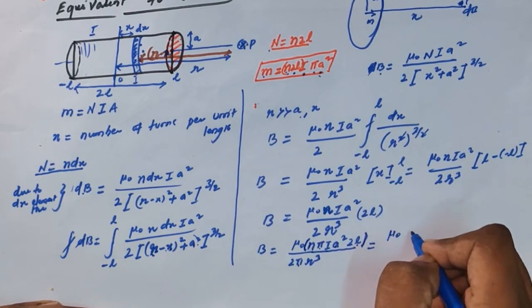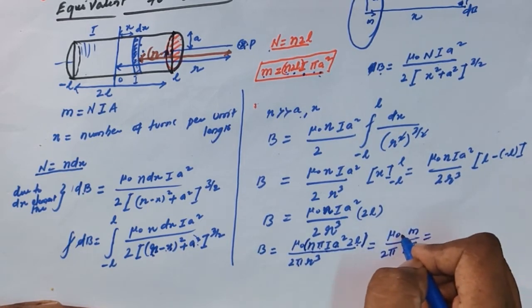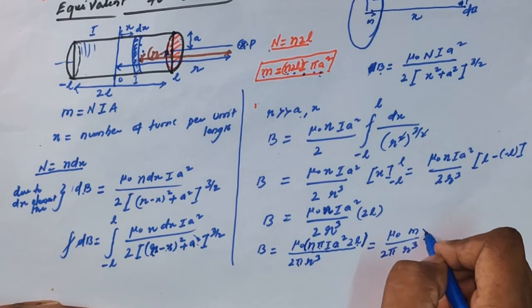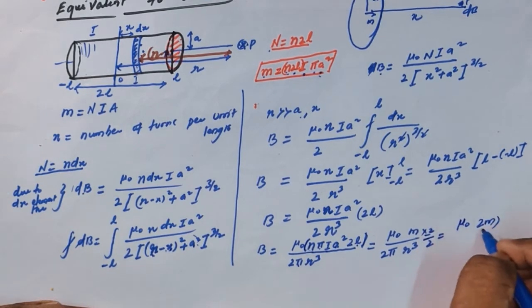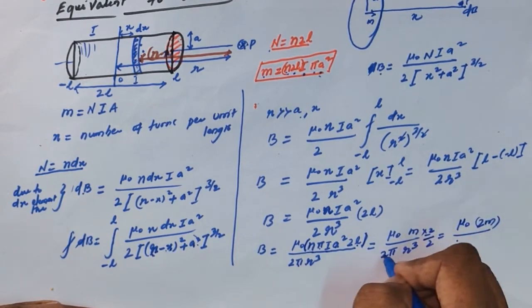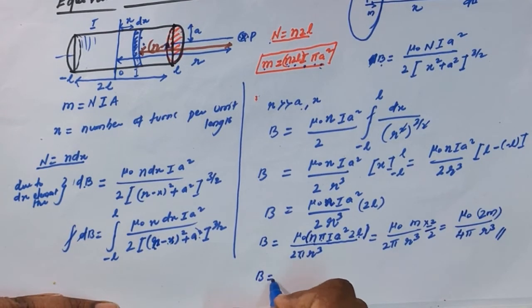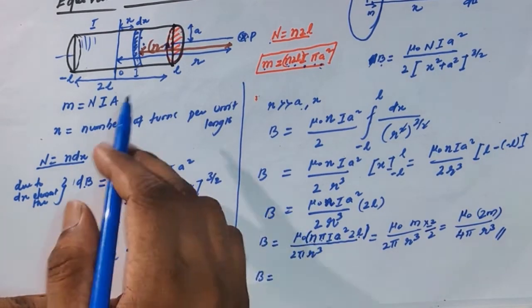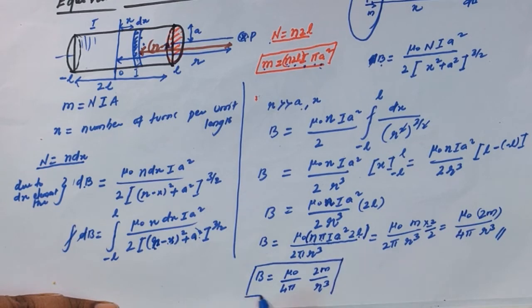So μ₀ m divided by 2πr³, or if you multiply and divide by 2, this gives μ₀ 2m divided by, multiplying 2 into 2, 4πr³. This is the expression. Now we have the final B due to the solenoid having n turns, equal to μ₀ by 4π times 2m divided by r³. This is the magnetic field due to the solenoid of n turns.